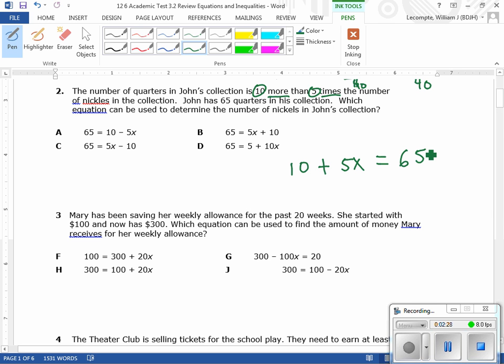So this says 10 minus 5x, so that can't be it. This has 5x minus 10, so that's not it. This says 5x plus 10. I would agree with that one. And this has the x attached to the 10, and that's not the case. So I would go with B.